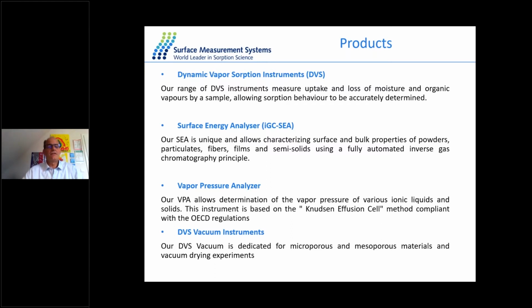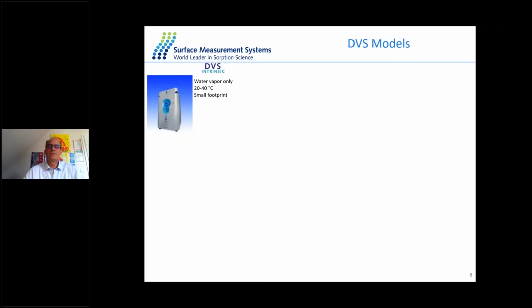And we have the vapor pressure analyzer. That's typically for measurement of vapor pressure, solid vapor pressure and liquid vapor pressure, over the Knudsen effusion cell, which is compliant with the current regulation, and the DVS vacuum for microporous and mesoporous materials.